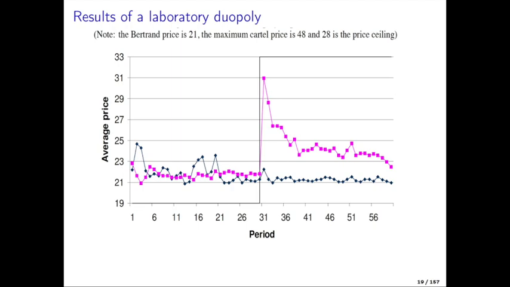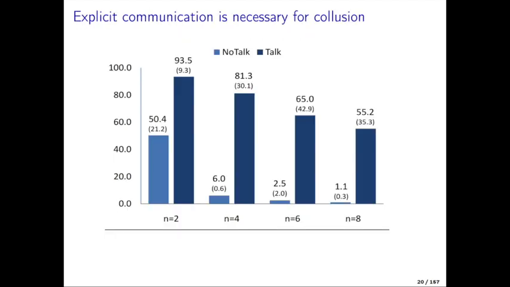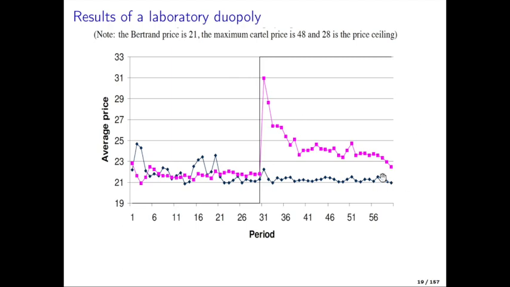But if you look at laboratory experiments, here there's a price ceiling of 28. The price ceiling is then increased, and the price increases, but then it gradually goes back to the marginal cost, or the Bertrand price, which is 21. This comes out of laboratory experiments with experimental subjects, and it's really hard to achieve the tacit collusive outcome.